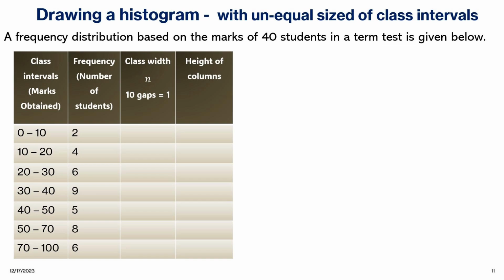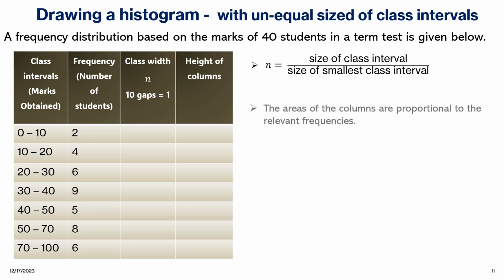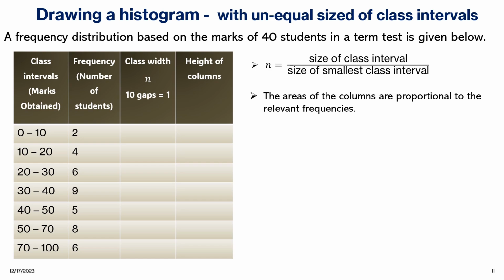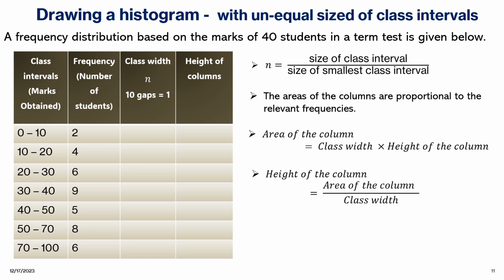We know that the areas of the columns are proportional to the relevant frequencies of each class interval. Here you can see the size of the smallest class interval is 10. By dividing size of each class interval by the smallest class interval, we can find the scale factor. So simply 10 gaps is equal to 1. Therefore, we'll check how many units are there in each class interval.